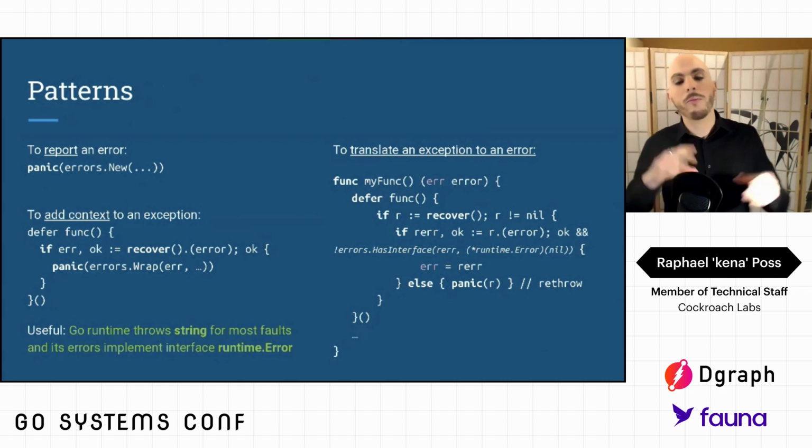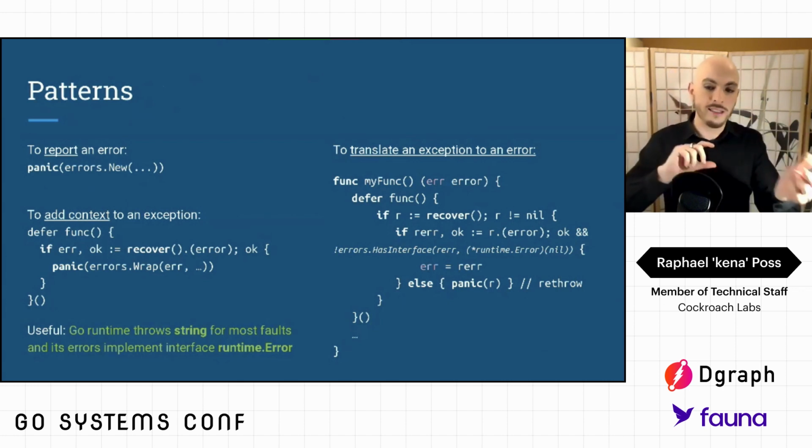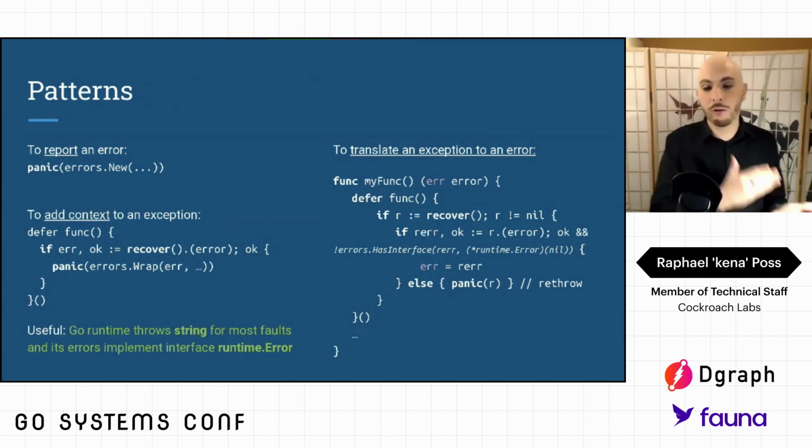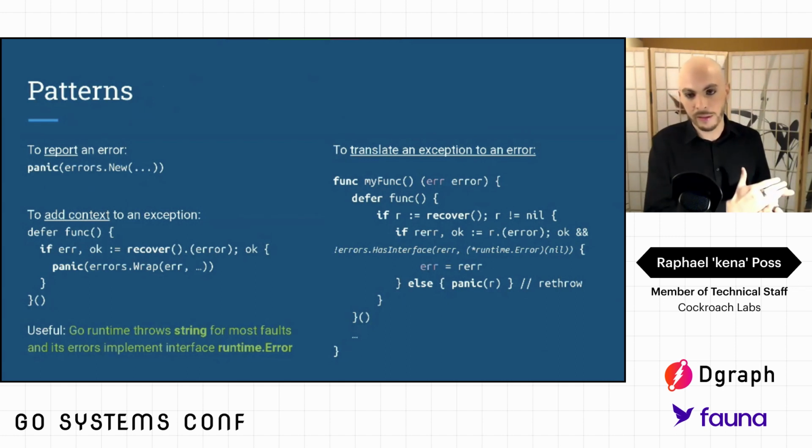And the moment when you have an API boundary and you want to translate the exception into an error, then you need to recover it, check that the type implements the error interface, and, very much recommended, verify that it's not a runtime error from the Go runtime, because those may be symptoms of something that is happening outside of the code you've written yourself.